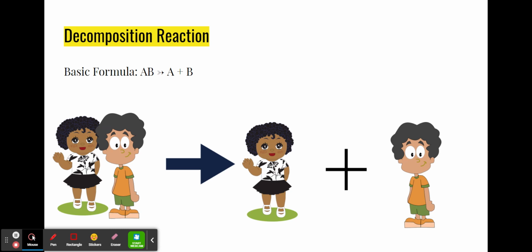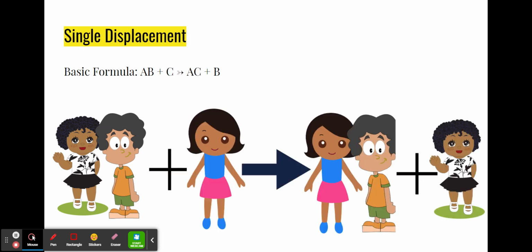And that's fine. Then let's bring in single displacement, sometimes known as single replacement, depending on what book you're looking at, and then depending on how I decide to say it that day. It means the same thing. So the basic formula is AB plus C is going to yield AC plus B.